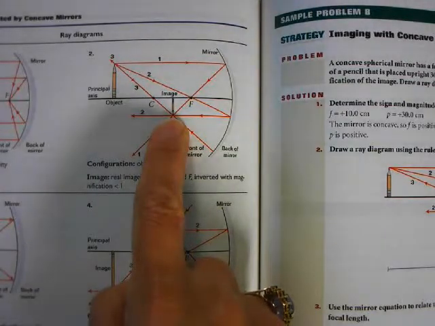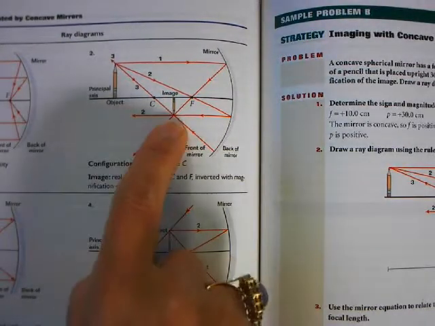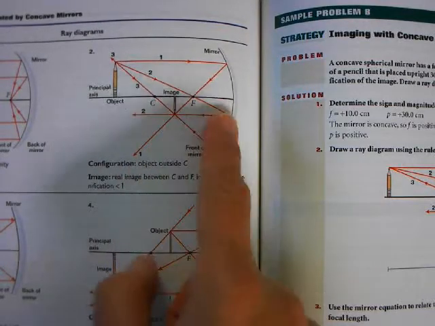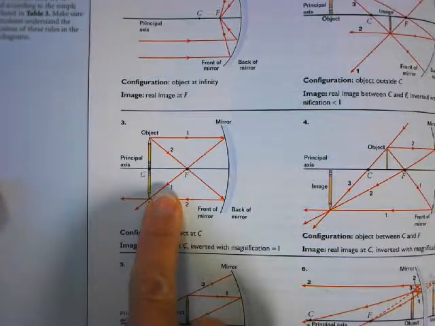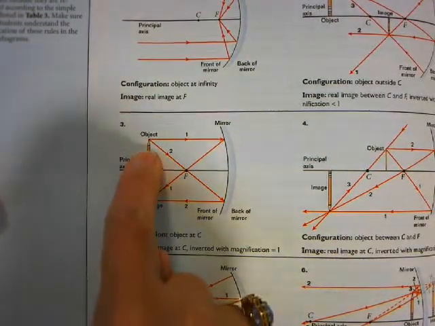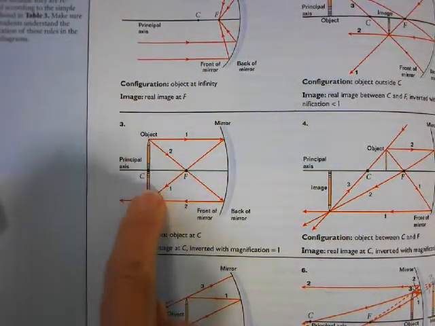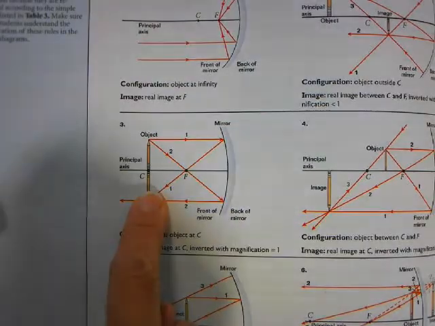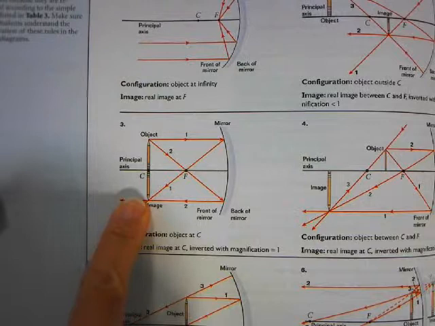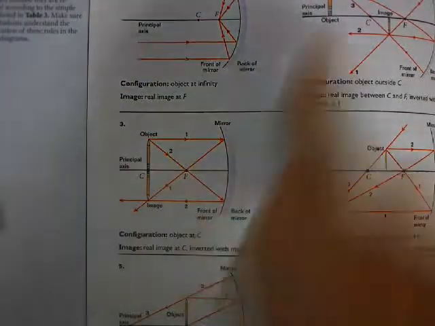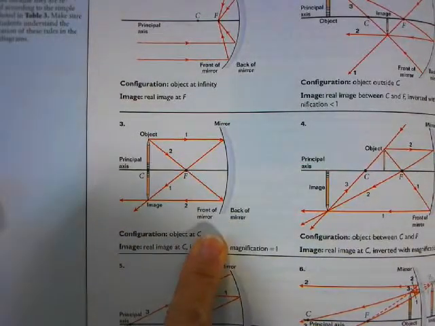That means it's inverted. It's smaller than the object, but I see it's real because it's on this side of the mirror. For this scenario, I see the image, so this is the object and that's the image. The image is the same size as the object. It's inverted, and it's also real because it's on the same side of the mirror. So we're going to learn how to do these ray diagrams, which are really simple.